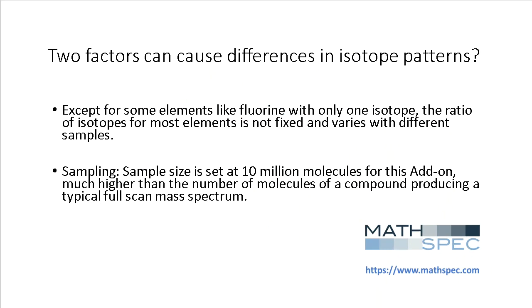There are 2 reasons that there is no theoretical isotope pattern. First, the ratio of different isotopes for most elements is not fixed. Second, the sample size may not reflect the whole population.